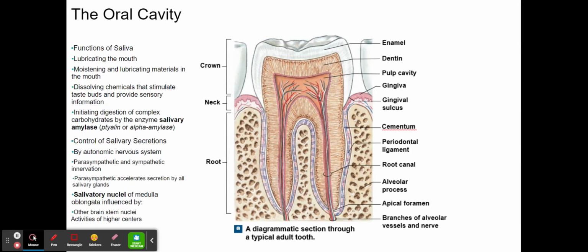The saliva produced when you eat has a variety of functions, including the following: moistening and lubricating foods in the mouth, dissolving chemicals that can stimulate the taste buds and provide sensory information about the food, and beginning the digestion of complex carbohydrates before the food is swallowed. The enzyme involved is salivary amylase, also known as ptyalin or alpha amylase.